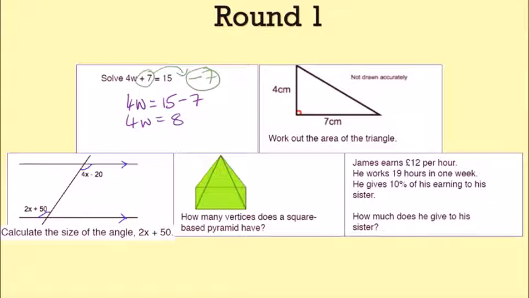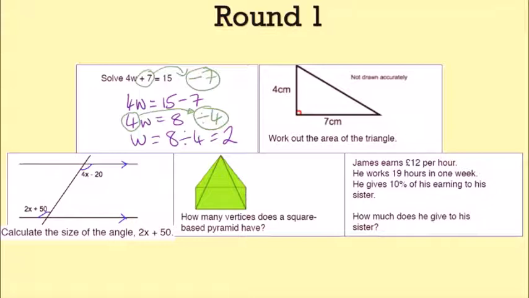So my next step is to take the 4 over. On the left hand side it was multiplied. So on the right hand side it becomes a divide. So W is 8 divided by 4, which is 2. Okay, which leads us to question number 2.